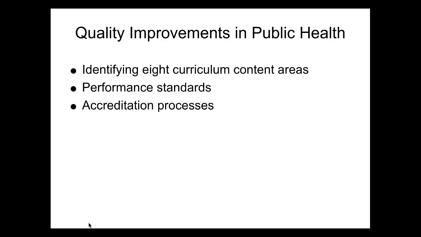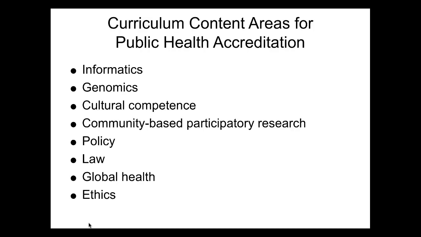Here are the 3 tiers. All right, so quality improvements in public health. We're looking at curriculum, performance standards, and accreditation processes.